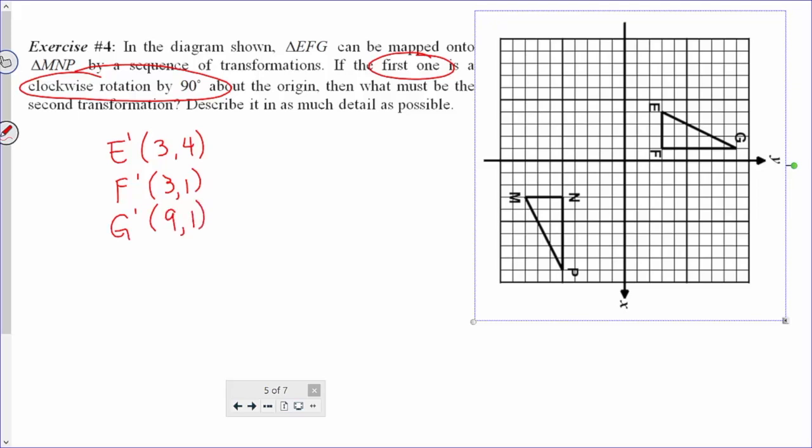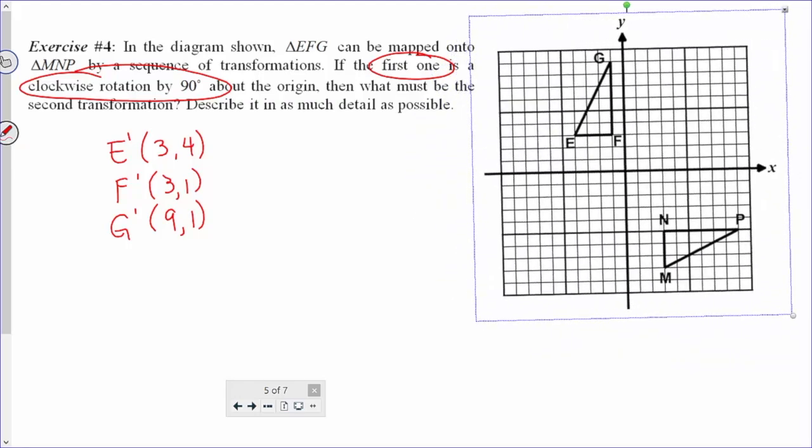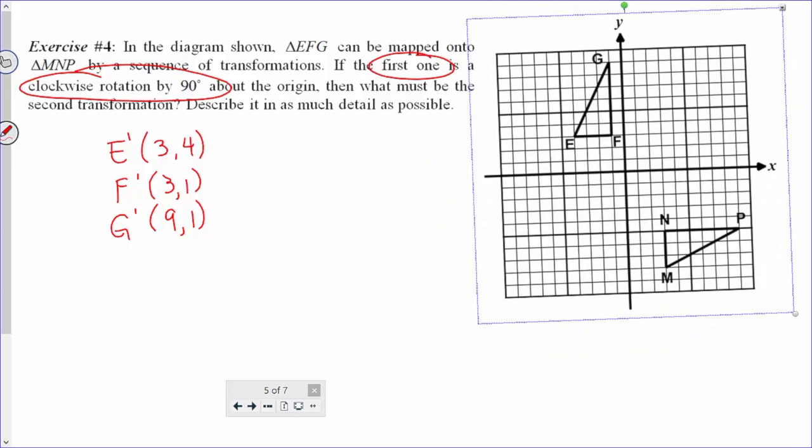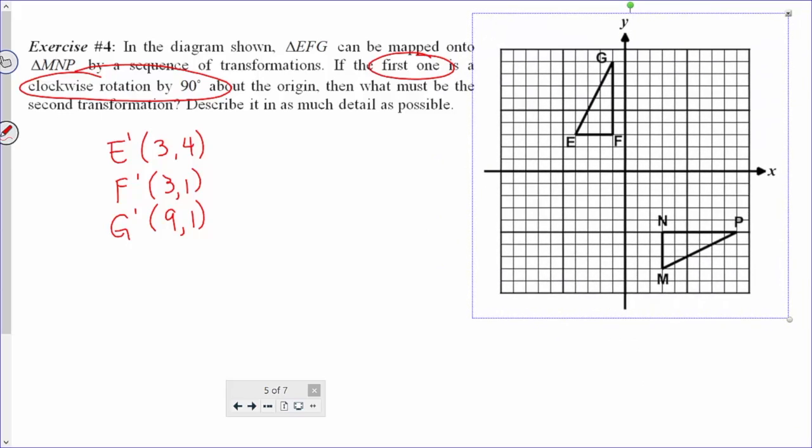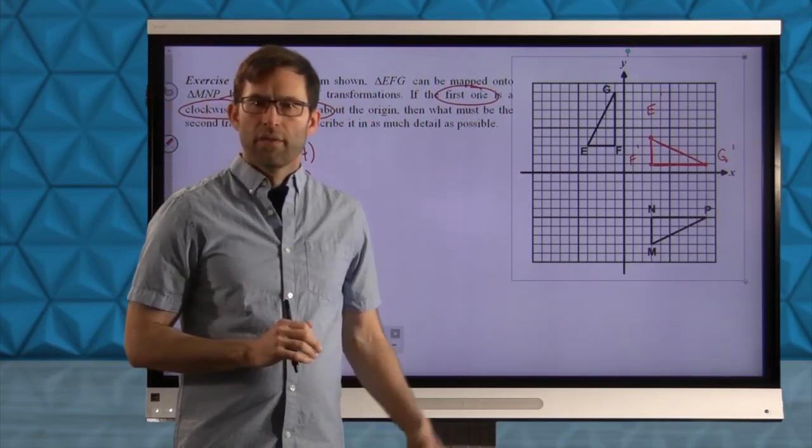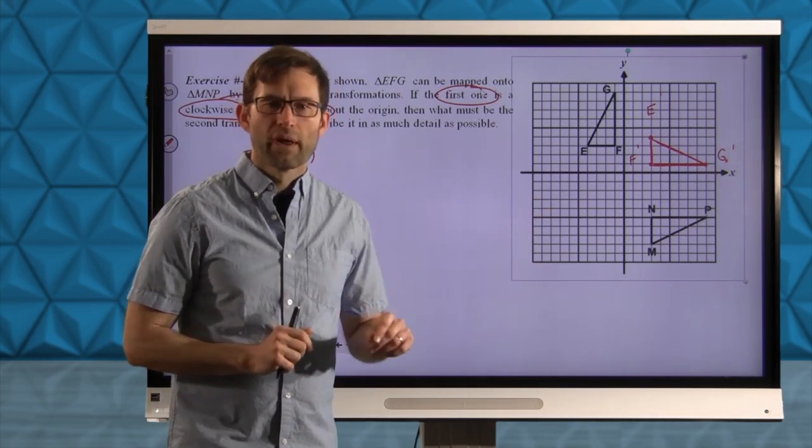All right, now what I'm going to do is rotate it back. Whoops, let's try to rotate it all the way back and plot E prime, F prime, G prime. So I've got 3, 4. Let's see, might as well label it E prime. 3, 1, that would be F prime, and 9, 1, that would be G prime, giving me that right triangle. There we go. There's my image after that first transformation.